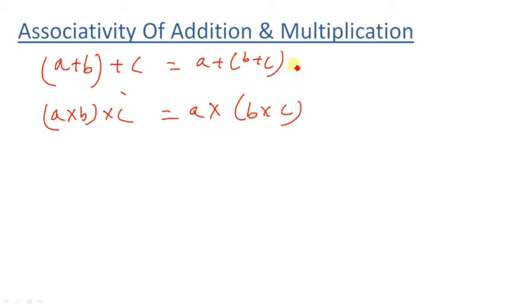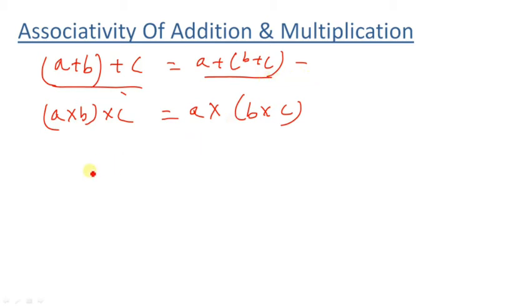Now let us discuss with the addition. Look, there are three numbers A, B and C. In the first part, what did we do? First we added A and B because that is in the bracket. We know the bracket part will be calculated first. So first we added A and B, then the result we added with C. Then the total result will be same as the second, where we first added B and C, then we added the result with A. So it will become same.